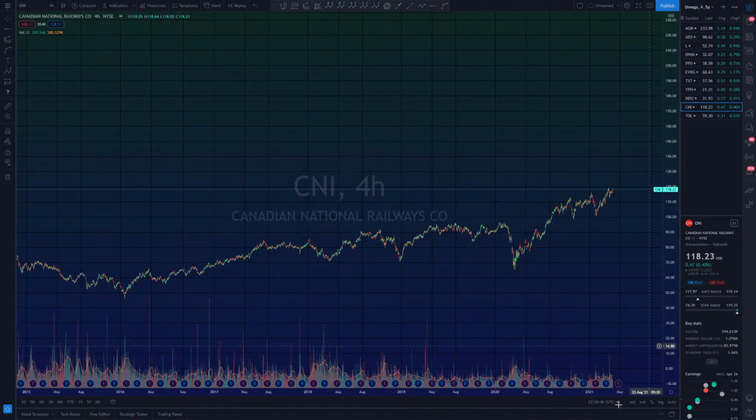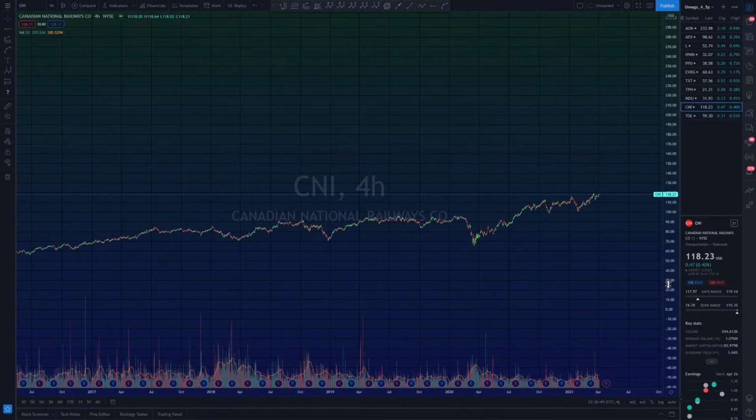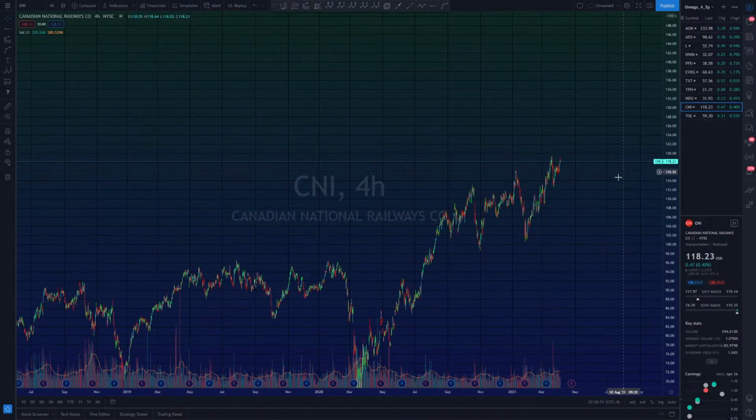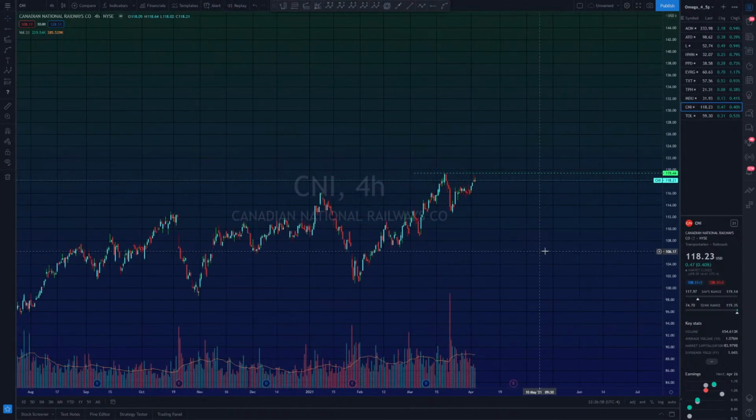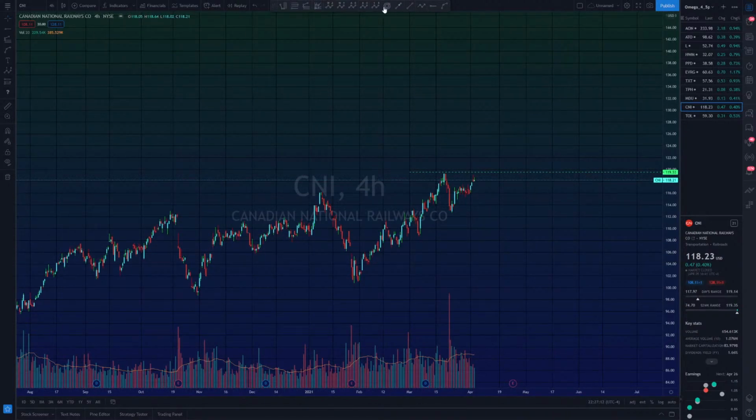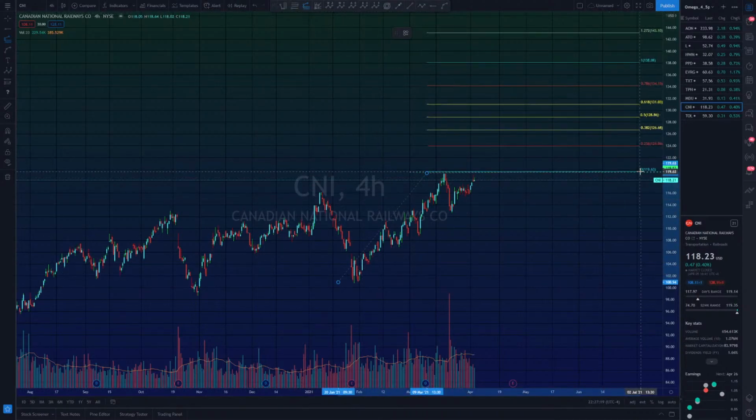CNI, Canadian National Railways. Infrastructure bill could push this up, even though this is Canada. Could be a sympathy play. I would say over 119.45, if this doesn't come and form a flag right here. Let's move that just a little bit. All right, yeah, over 119. Didn't even move. There you go. Over that, with your extension rod tool here, you can just play it safe and go to the 236.